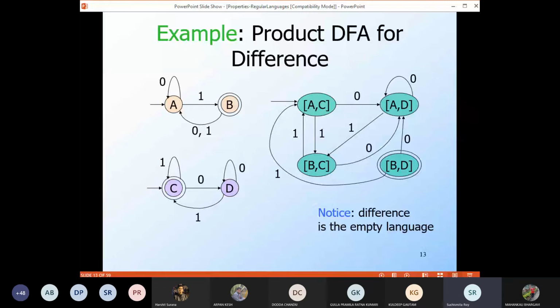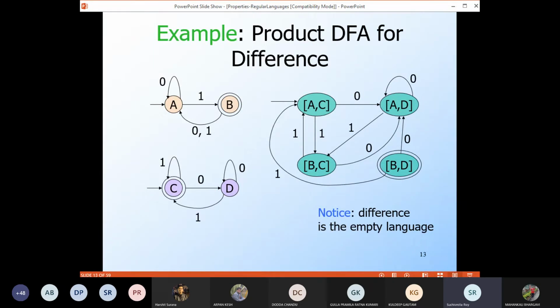In this particular example, the difference is an empty language, because the automaton tells us very clearly that the only final state is unreachable from the start state, and therefore there is no string that will be accepted by this language. But you can see that by this construction procedure, we can always create a finite automata which will accept only those strings which are part of the first automaton but not part of the second.